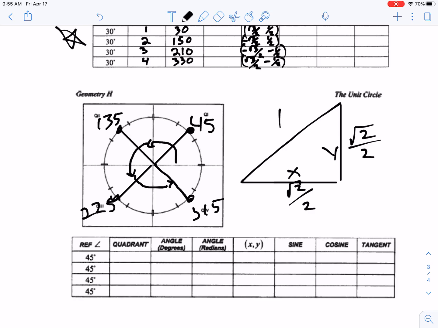So in quadrant 1, we're looking at an angle measure of 45, and our coordinate is √2/2 and √2/2. Now, in quadrant 2, we would have a negative √2/2 and a positive √2/2. The x value would be negative, the y value would be positive. But all these coordinates on any 45-degree reference angle are going to be √2/2.